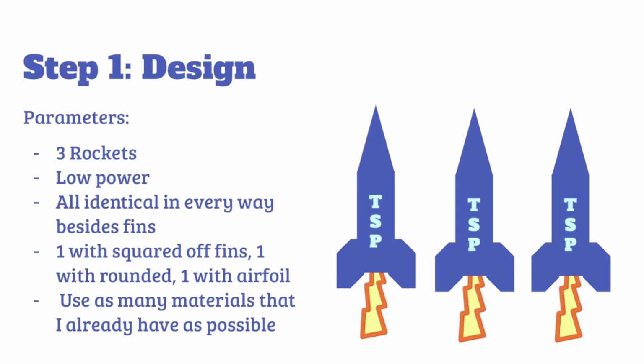Okay, so first things first, our design parameters. We need 3 rockets. They have to be low power. They're going to be identical in about every way except their fins, their cross section. One's going to be squared off, one's going to be rounded, and one's going to be an aerofoil shape. We're going to use as many materials as I have as possible to minimize price.